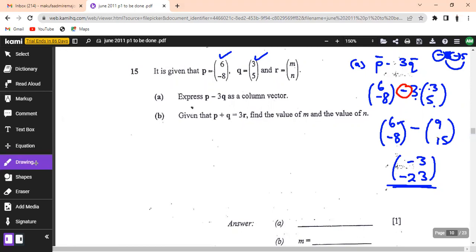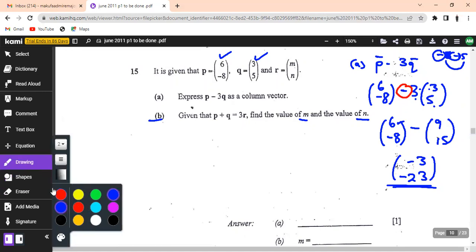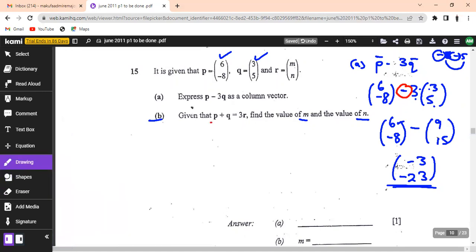Okay. Given that P plus Q is equal to 3R, find the value of m and the value of n. So we are given on item B another condition to work with: P, which is (6, -8), when it is added to Q, which is (3, 5), must give us this value, 3R. So it's going to be 3 times R, which in this case is (m, n), just like that.